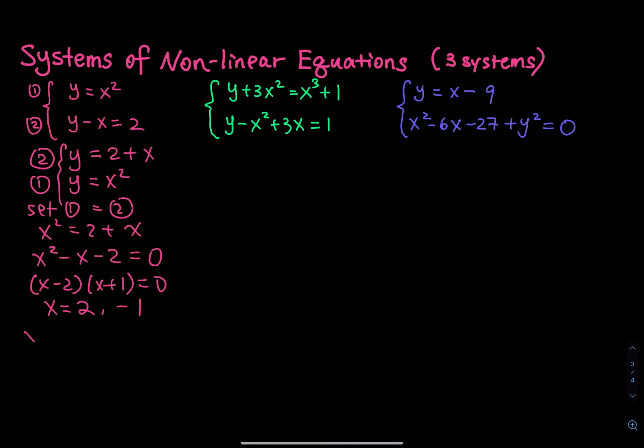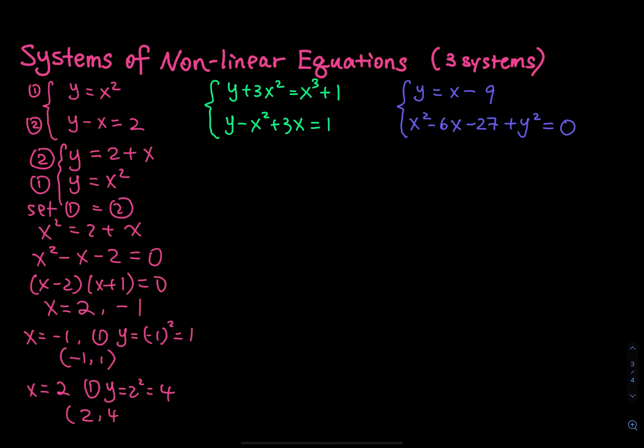Okay, so when x equals negative 1, what do we have? Which one should I use? Let's use number 1. We have y equals negative 1 squared. So y equals 1. And then when x equals 2, the first equation becomes y equals 2 squared. That is 4. So this is an ordered pair negative 1 comma 1. And then the other ordered pair is 2 comma 4.